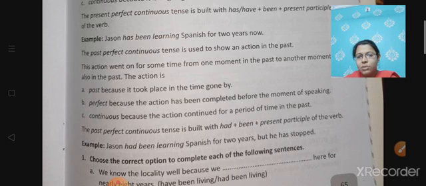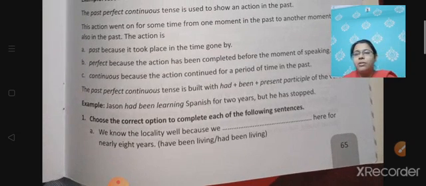Okay, so you need to remember, when will we use present perfect continuous tense? When the action we are talking about started in the past but it is still going on in the present. Okay, it is continuing at the time of speaking. Then we are going to use present perfect continuous. But when an action started in the past, it continued for some time in the past, and then it stopped when we are speaking about it, then we are going to use past perfect continuous tense. Okay.